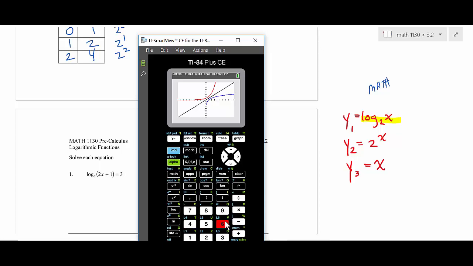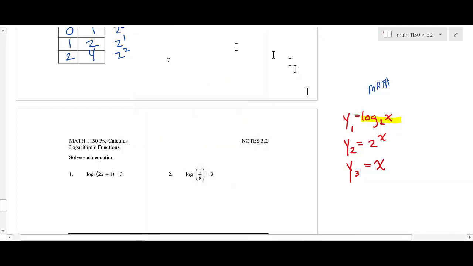Y equals x is how they are symmetrical, because they're inverses. Okay? All right, everybody find that button. Okay, everybody with me? You've got to have an 84 or higher to find that. You can do without it. I'll show you how you can do without that a little bit later.